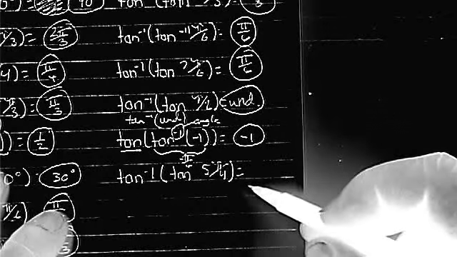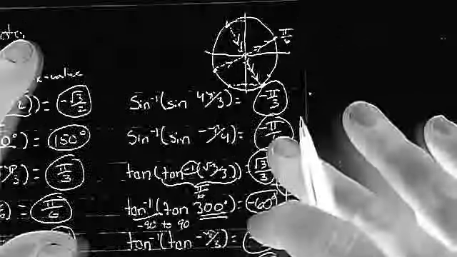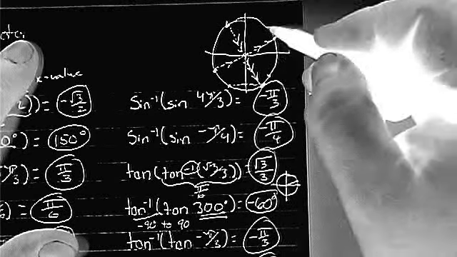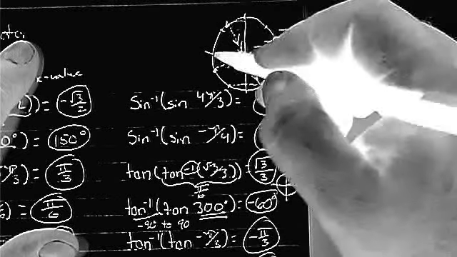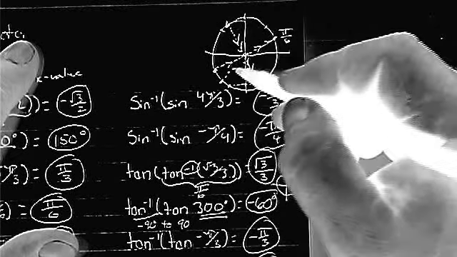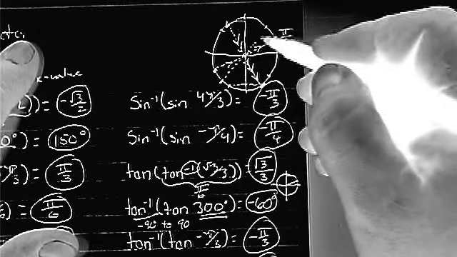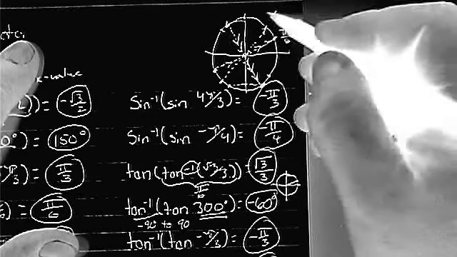5 pi over 4, the last one here on the list. Come back up here to my circle. 5 pi over 4. Got 1, 2, 3, 4. 5 pi over 4 is here. Going through the origin will land me at 1 pi over 4.